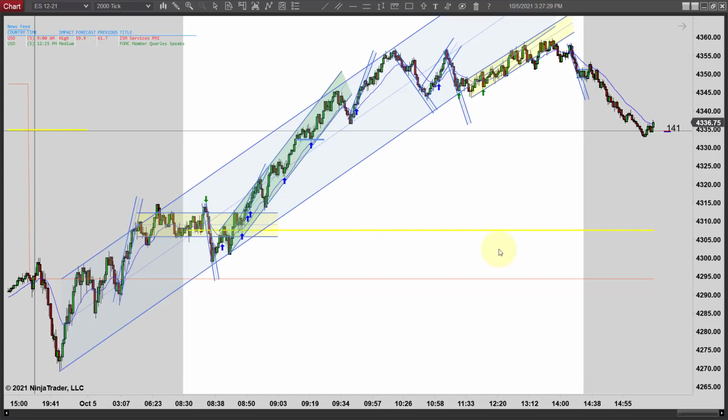Again, if you're already in a trade and prices are moving heavily in your favor, don't get out just because it's 2:30, but just don't take any new trades after 2:30. That's kind of the intent there. But let's look at today's chart.